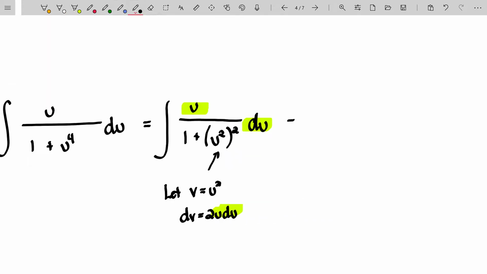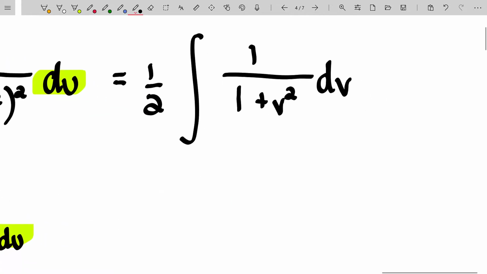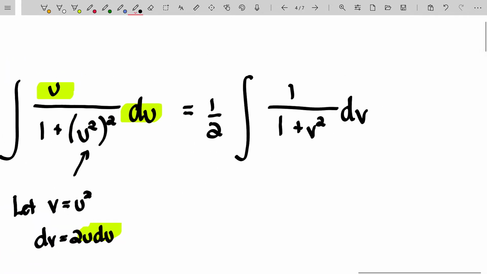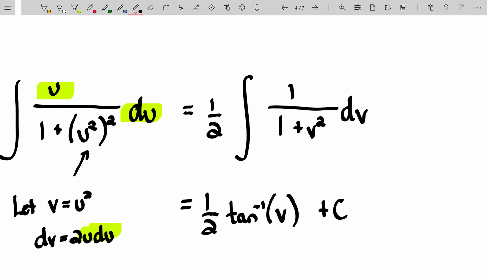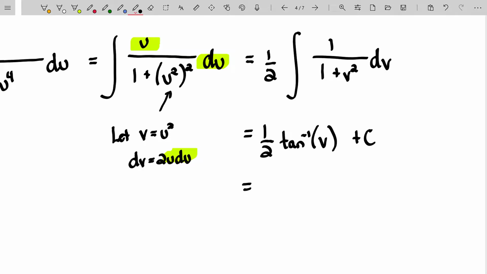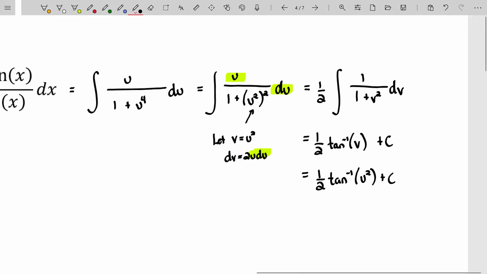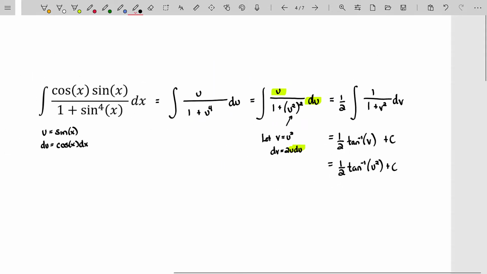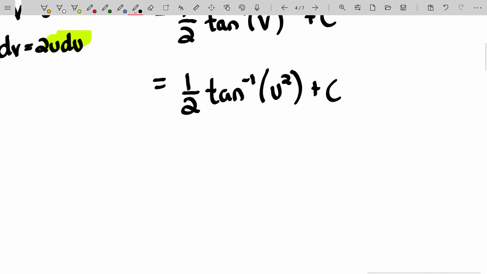So when I do that, I'll get 1/2 integral of 1 over 1 plus v squared dv, and we know the antiderivative of 1 over 1 plus v squared is a tangent inverse of v. Resubstituting in for what v is equal to, and we didn't start in the world of u either, so that'll be a sine squared in there.